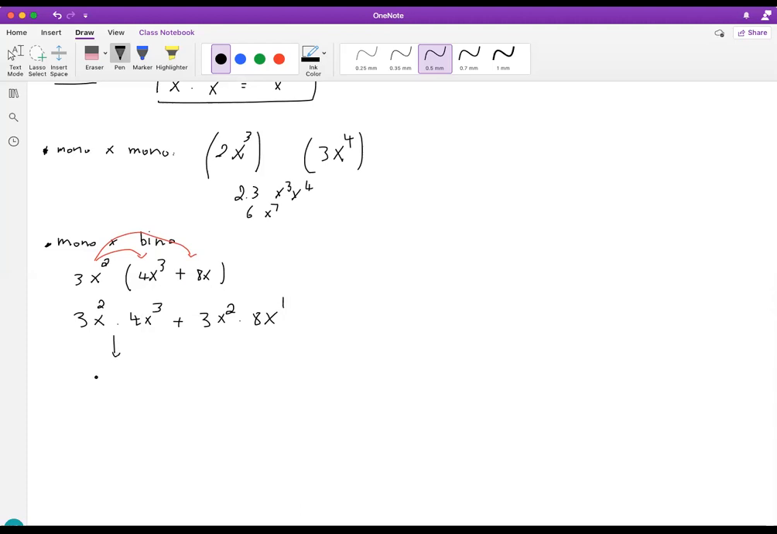Would be 12 x power 5. That's right, we add the powers. Multiply these two, that's 24 x power 3. That's right. So if you don't see a power over a variable, that's an invisible 1. Okay, so when you multiply, make sure you add the powers.